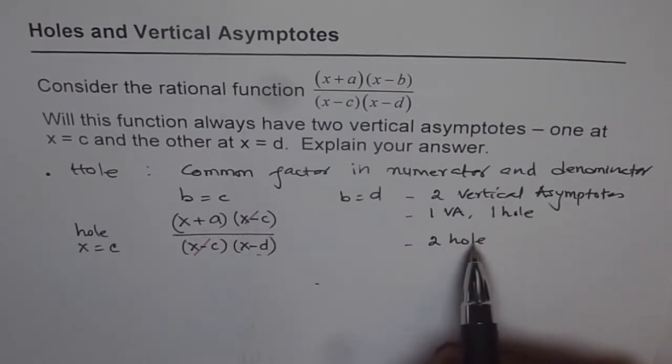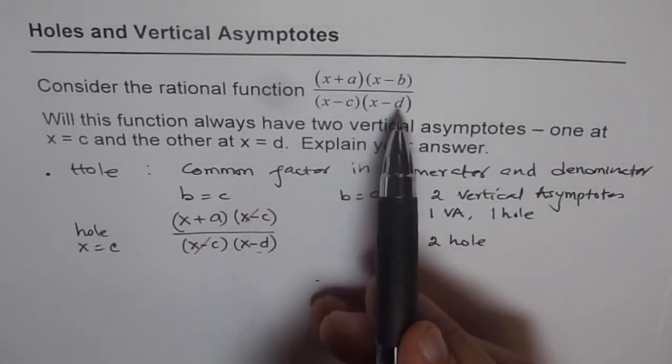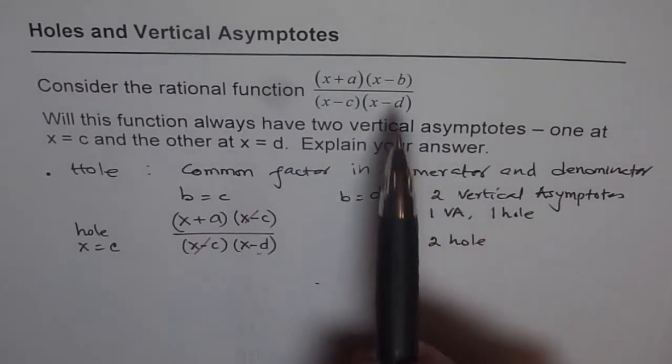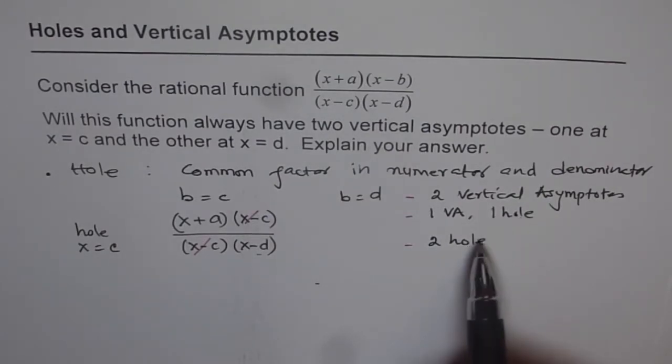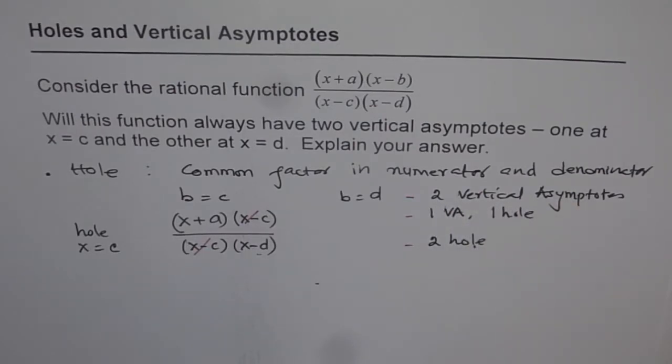You can get two holes provided a = -c, this factor will cancel out, correct? And if b = d, the other factor will also cancel out. Do you get the point, right? It becomes a constant function, 1, do you understand? In that case, two holes, one at c and one at d. If we have one common factor, then we'll have one hole. If we have two common factors in numerator and denominator, then we get two holes. But if we don't have any common factor in numerator and denominator, then we get two vertical asymptotes, correct? So that is how we have to see this, right?